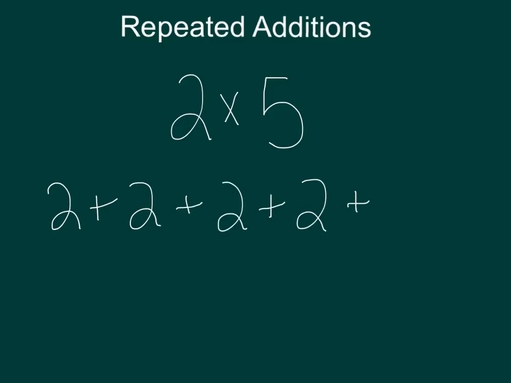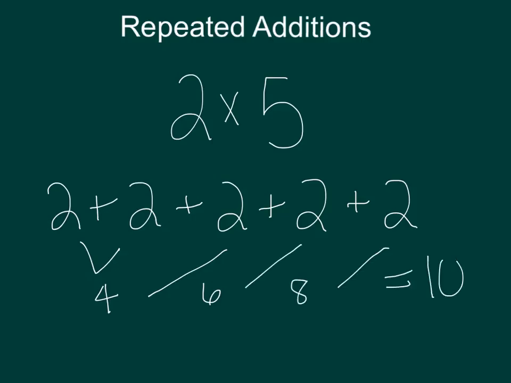Then you could say 2 plus 2 is 4, plus another 2 is 6, plus another 2 is 8, and plus the last 2 is 10. And then that's your answer.